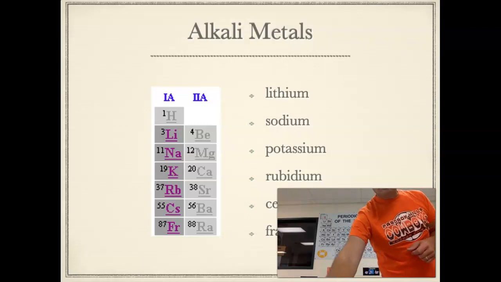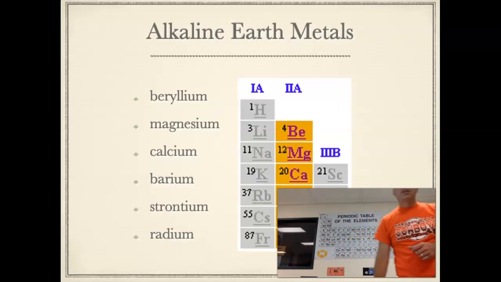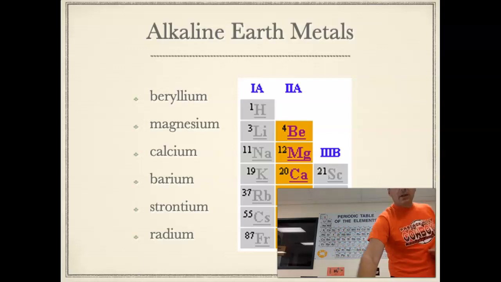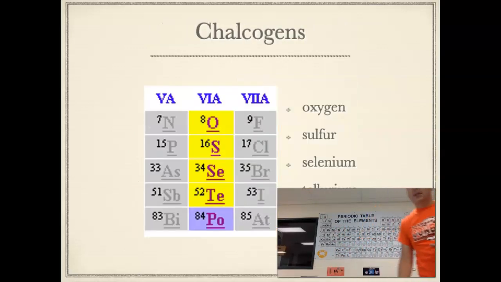So alkali metals, group 1, okay? Alkaline earth metals are group 2. Now, similar name, I know. Alkali metals, group 1. Alkaline earth metals, group 2. Beryllium, magnesium, calcium, strontium, barium, radium. Okay? Then we're going to jump to the other side of the table, and we're going to talk column 16.